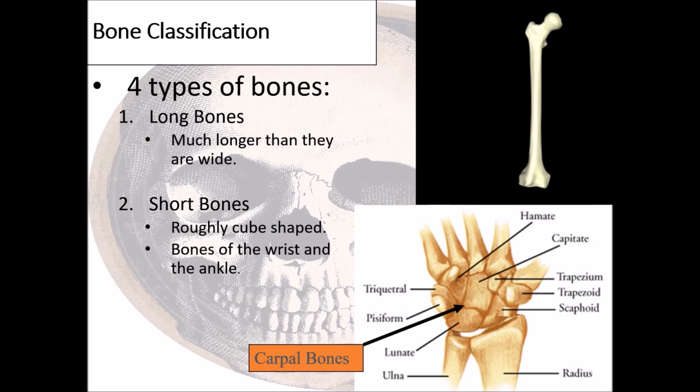Lunate, which is pretty obvious, is shaped kind of like a crescent moon. These are all your carpal bones. There are 8 total carpal bones. These are bones in the wrist.